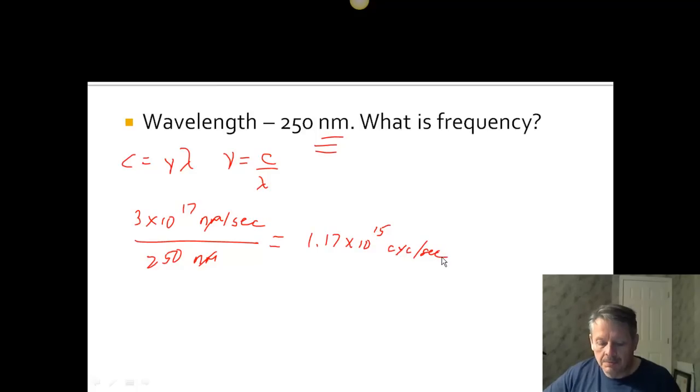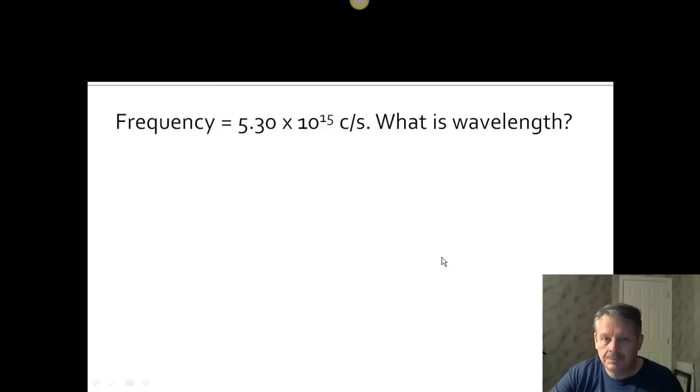Okay, let's try another one. Again, pause the video, see if you can do it. Speed of light is equal to the frequency times the wavelength. I want the wavelength all by itself, so it's speed of light divided by frequency.